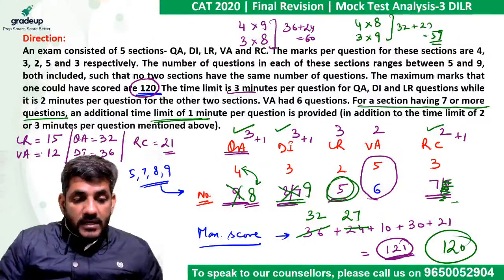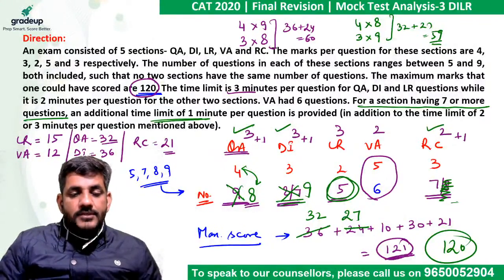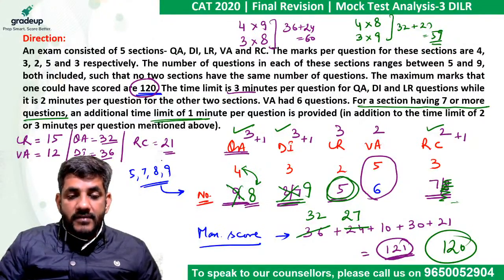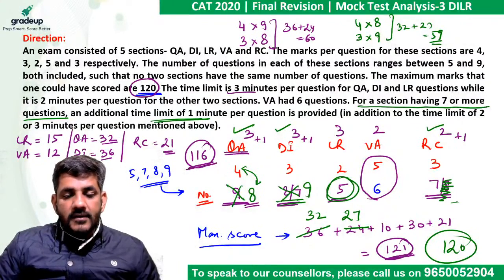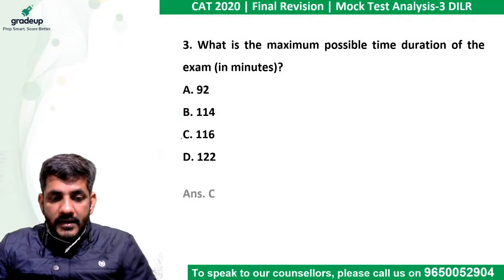In this case, the total time comes out to be 15 plus 12, 27. 27 plus 32 is 59. 59 plus 36 is 95 and 95 plus 21 is 116. So the maximum possible time taken for this is 116.